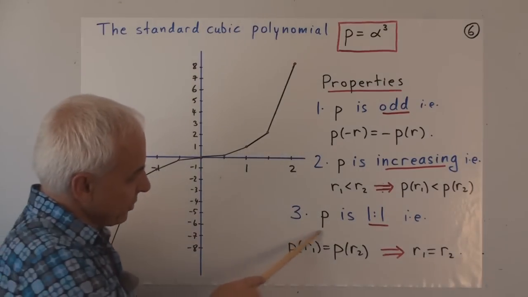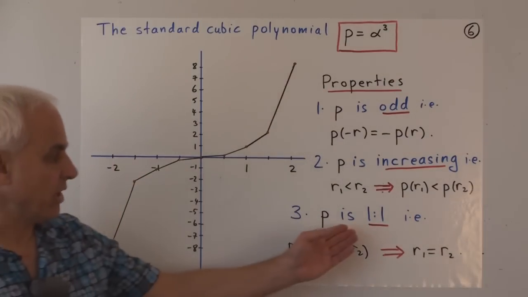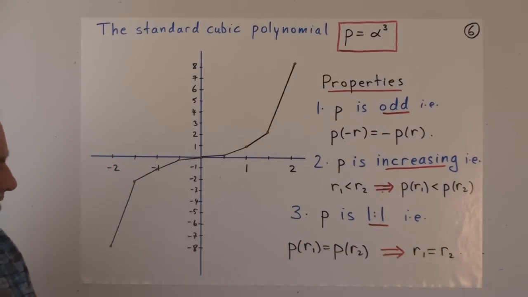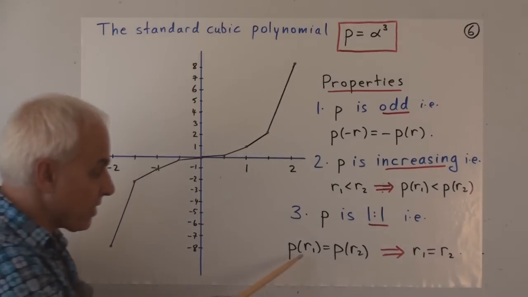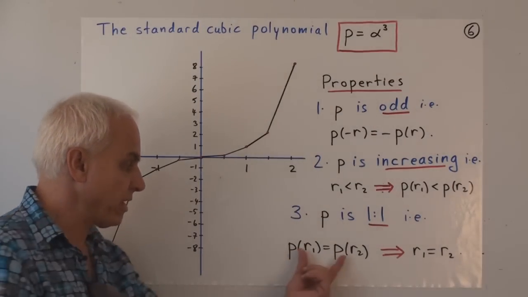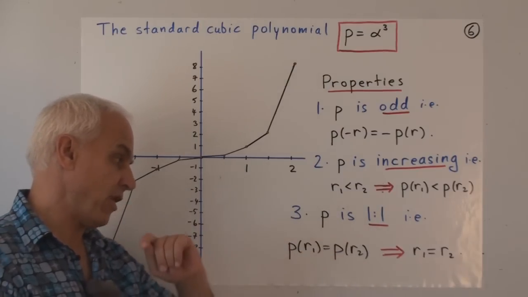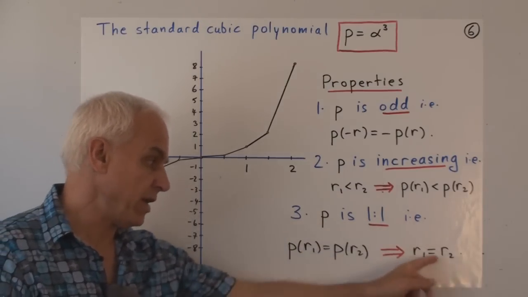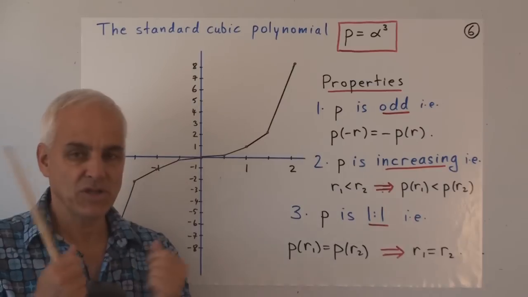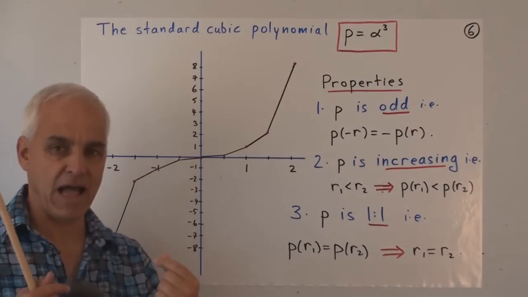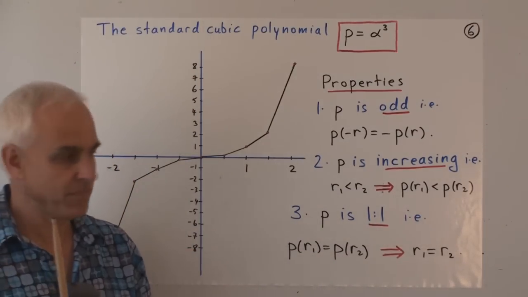And the third observation is that this is what's called a one-to-one polynomial. What that means is that if the polynomial's values at 2 points agree, in other words, if p of r1 equals p of r2, then in fact r1 equals r2. Which is to say that the function never takes on the same value at different points.